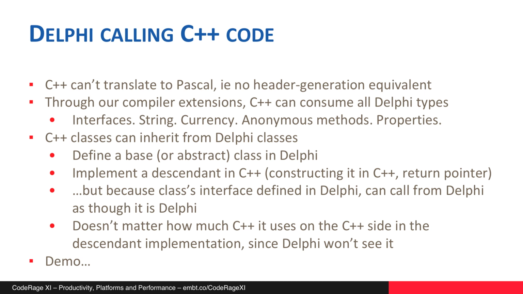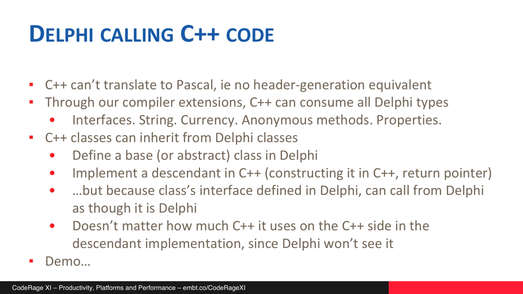And one common question that I've got before when talking about this kind of thing is, in the C++ descendant, do you have to be careful what C++ you use? Can you define methods or member variables using C++ types that Delphi wouldn't understand? And the answer is yes, you can. It doesn't matter how much C++ it uses on the C++ side in the descendant implementation. You can use all the C++ that you want to use, because Delphi won't see anything that it can't understand. It will see the Delphi-defined interface.